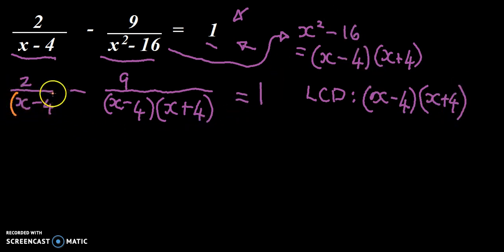Now this one needs an x plus 4. So x plus 4 and x plus 4. Why do we multiply both the numerator and the denominator by the same amount? Well, we don't want to change the value of the fraction, and the only way we can ensure we don't is by multiplying the denominator and the numerator by the same amount.